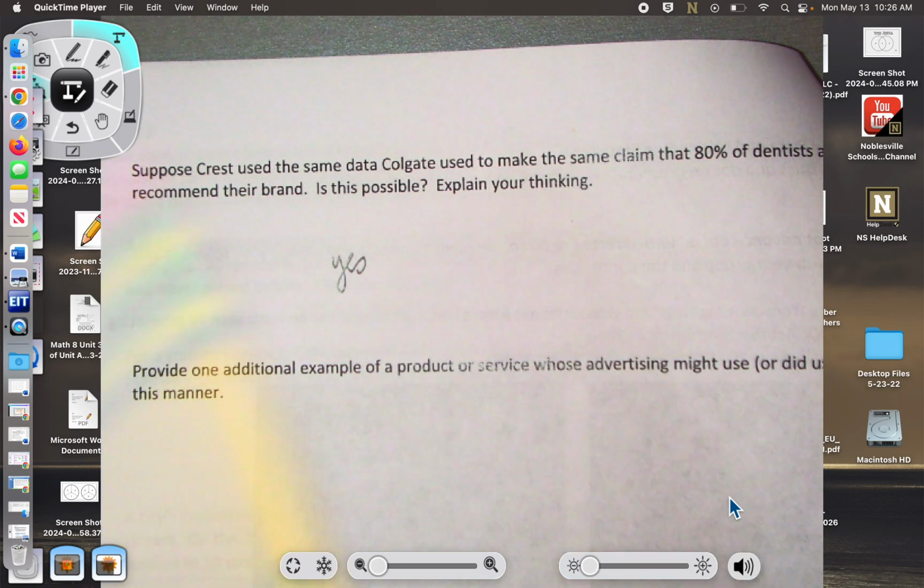You have to kind of, again, look and see what the motivation is of that company, see where you fit into that target audience. Provide one additional example of a product or service whose advertising might use or did use data in this manner. Let's see here. What's something that I purchase? I'm trying to think of things I see commercials for and if I actually purchase them.